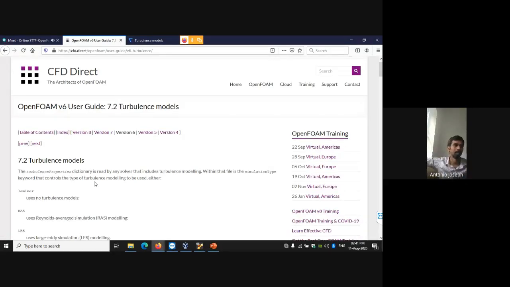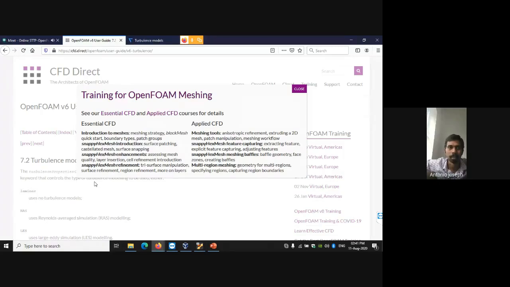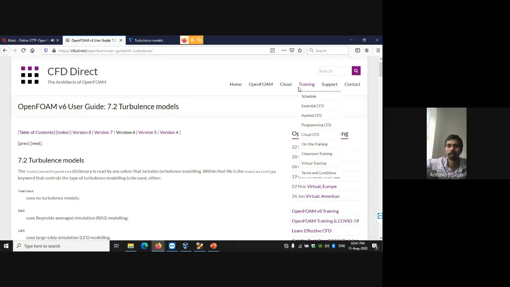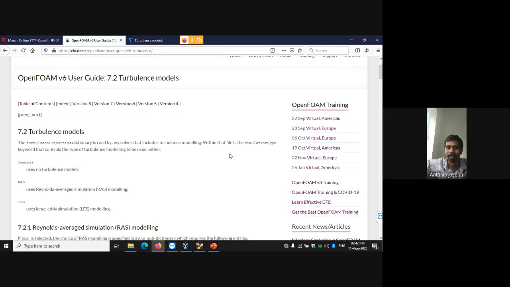See, this CFD Direct is very useful. In a very detailed manner, we can find each and everything about OpenFOAM in CFD Direct. So when you require clarification regarding anything, you can just go to this website and everything will be there, in a simple manner. I think it's self-explanatory also. But the problem is that when we come across an error, that will create a problem. That will be a real problem.